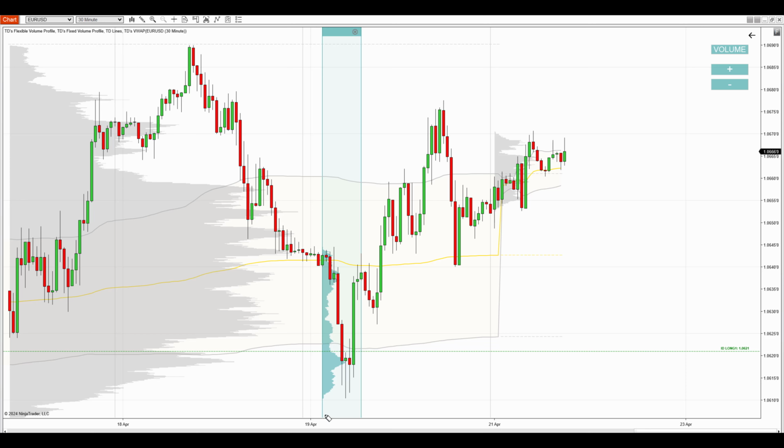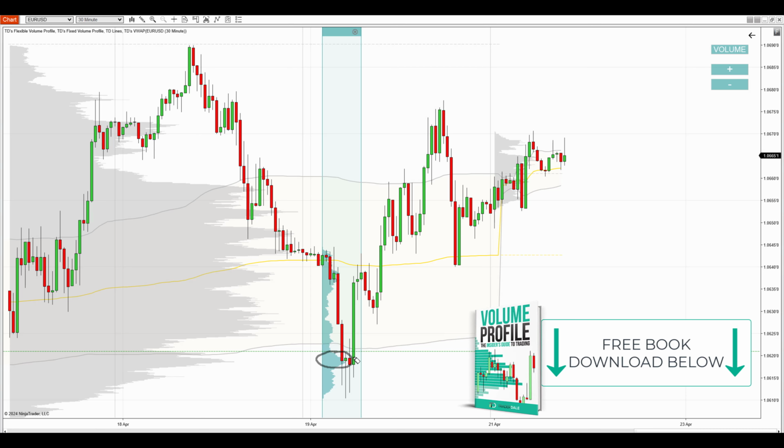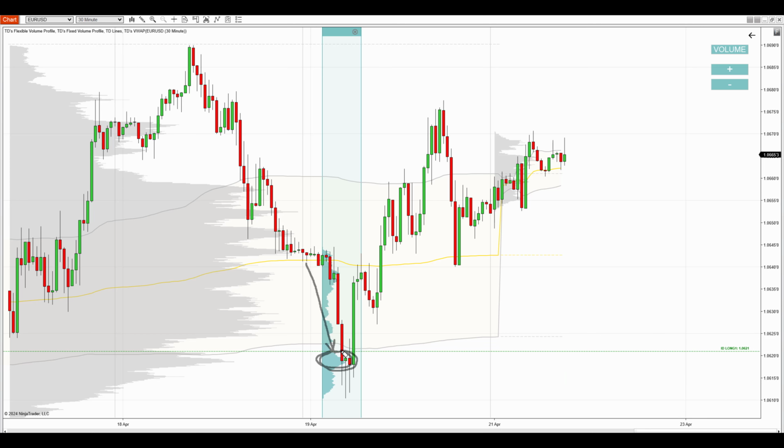So if you look into this rejection area, then what definitely stands out here is this heavy volume zone, right? This heavy volume zone is showing us the place where buyers started to jump in. So what happened here was that sellers were selling aggressively, then buyers jumped in and started to buy everything the sellers had to sell. Eventually, the buyers won and a new trend started.